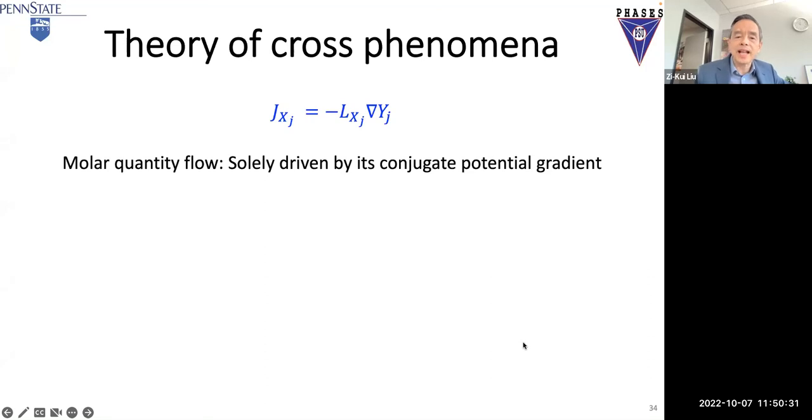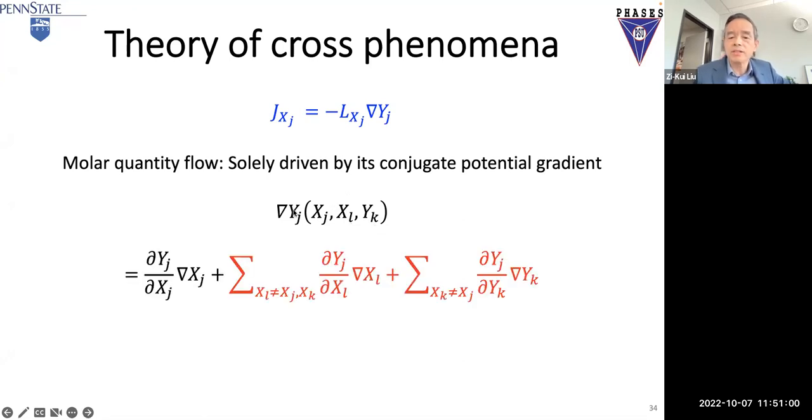Then it's important to realize that the molar quantity, this is xj, is solely driven by its conjugated potential gradient. X and y, they're conjugated variables in the combined law. So where does the cross phenomena come in? It's because the potential gradient of this variable is a function of all other potentials. So if you do this gradient of this one, you can decompose it into different variables, in its own molar quantity gradient, that's a composition, for example. If the chemical potential is this, it is a concentration gradient.